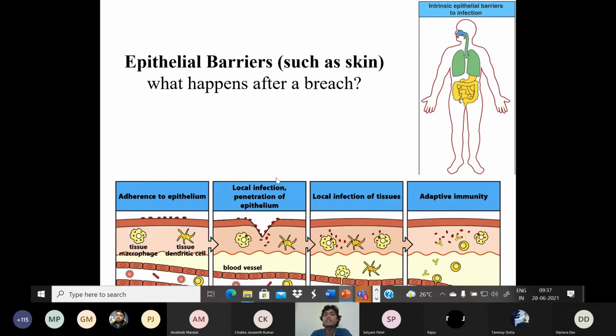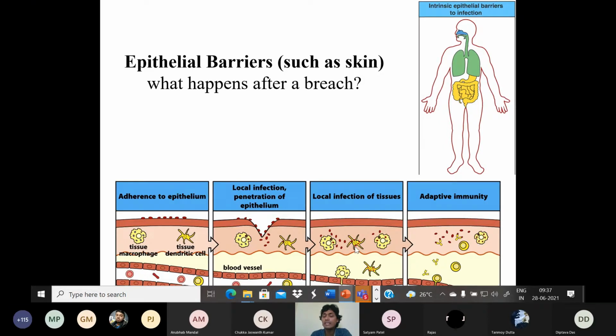So here again we are showing the same similar kind of thing. If the epithelial barrier, in this case it is skin, what happens after a breach? For example, this is the broken portion of the skin, and some bacteria are going inside. This I have taken from a textbook. This is a macrophage, this is a dendritic cell. They are actually destroying those pathogens, or bacteria in this case.